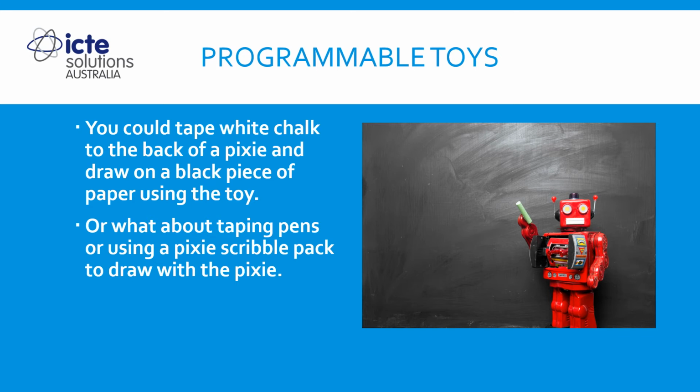But some other ideas would be to maybe tape white chalk to the back of a Pixie or even a B-bot or Blue-Bot and draw on a black piece of paper using the toy. Or what about taping pens, or using a B-bot or what is known as a Pixie scribble pack to draw with the Pixie on the black paper? So you can find a whole list of inspirational ideas in the free webinar replay with Dr. Kate Highfield.